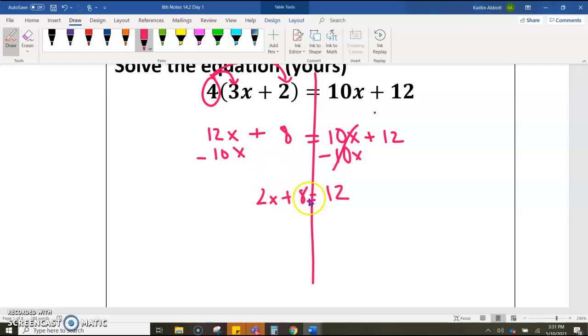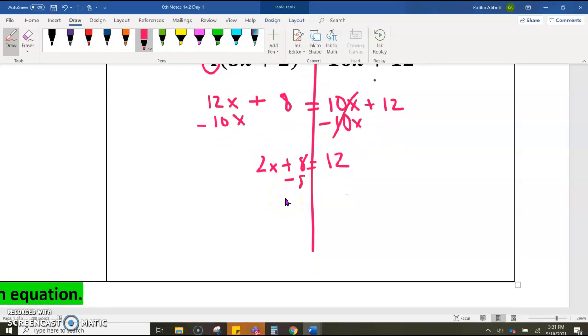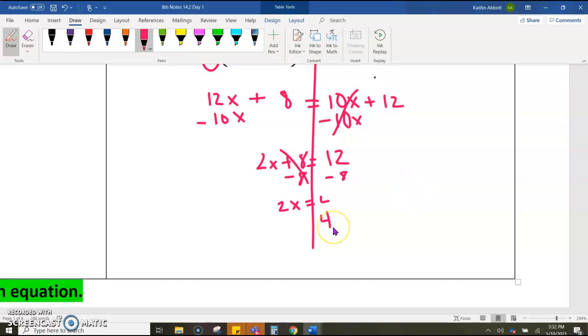Now I need to get rid of this 8. So I need to do the opposite of positive 8, which is a negative 8. Negative 8. Those go away. So we got 2x equals 12 minus 8 is 4. Ooh, this is super nice.